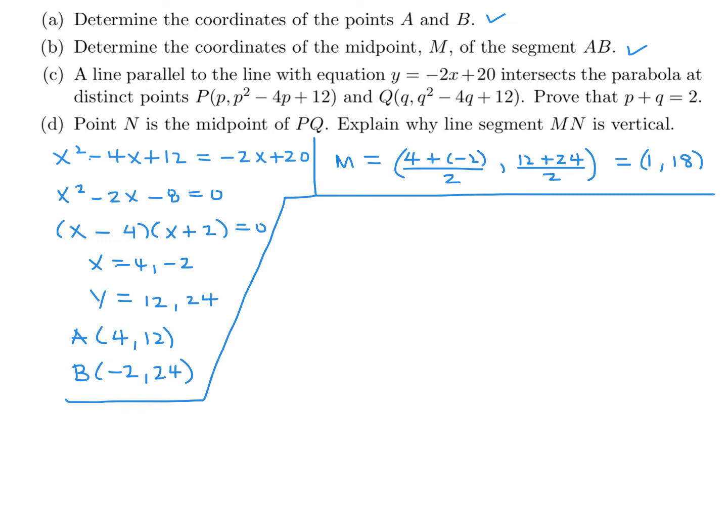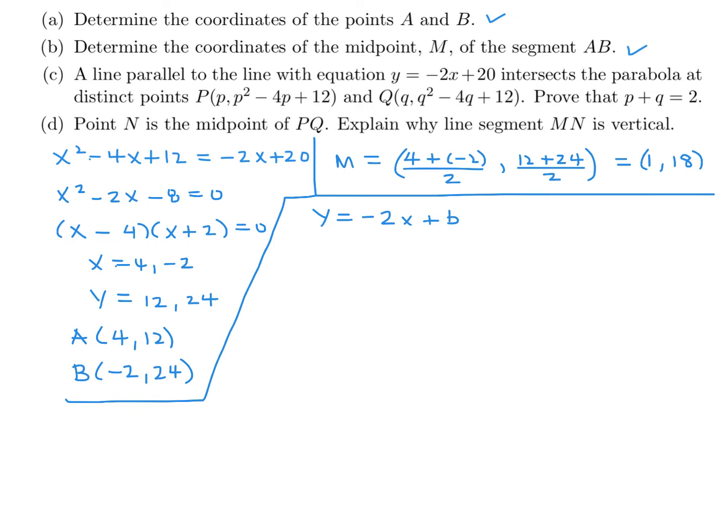C: a line parallel to the line with the equation y is equal to minus 2x plus 20 intersects the parabola at distinct points P and Q. Prove that P plus Q is 2. All right, so there's some line that's parallel to this line. If it's parallel, it has the same slope. So its equation would be y is equal to minus 2x plus b, because I don't know what b is. But I know that the slope is minus 2 because it's parallel to that line.